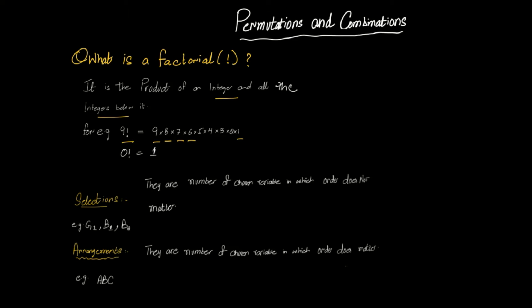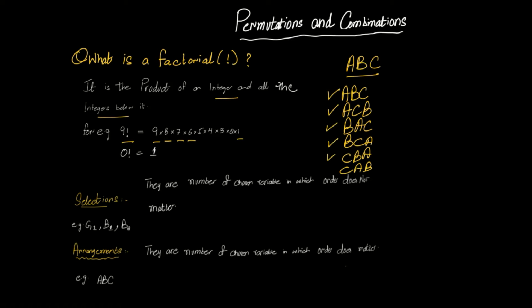So where are factorials basically used? Factorials are basically used when you have to arrange something. For example, I want to arrange ABC. There are a number of possibilities that can happen. I can have ABC, ACB, BAC, BCA, CBA and CAB. So these are 1, 2, 3, 4, 5, 6 possible outcomes.